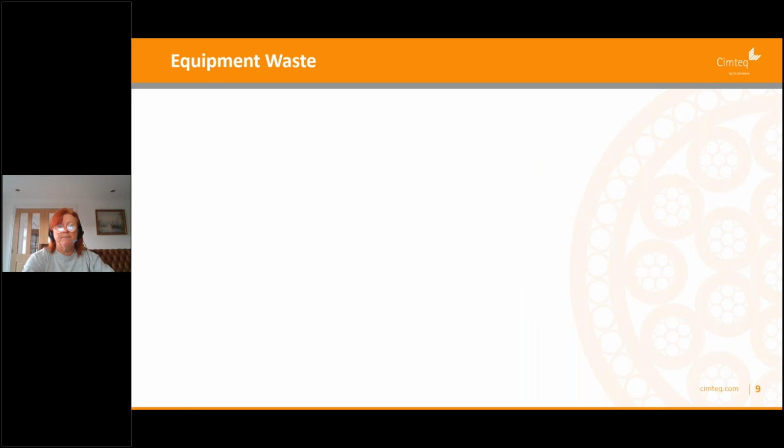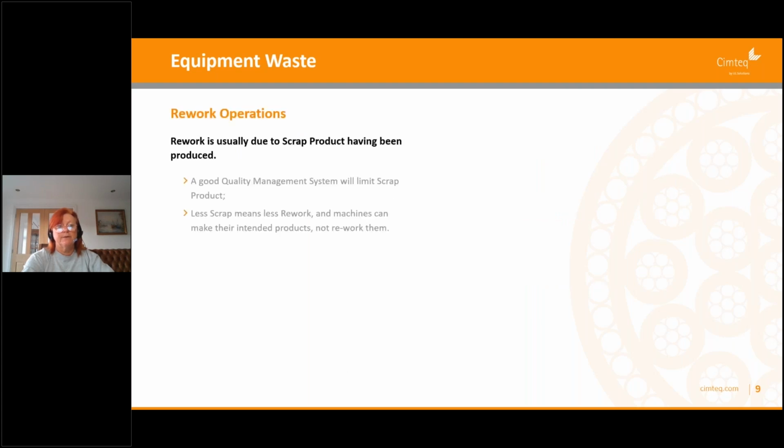Okay, looking at equipment wastes now. Rework, again, is generally caused by making bad quality product, so it's about good quality management. To solve rework, basically we have to stop making bad quality products. So again, it goes back to the quality management system. Less scrap means less rework, and machines make their intended products instead of having to rework existing products.